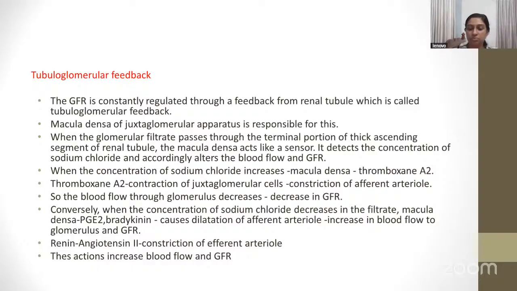Okay. So this is very important. The structure responsible is the macula densa of the juxtaglomerular apparatus. What are the chemical mediators that are produced from the macula densa? First, for the constriction of blood vessels, it is producing thromboxane A2. Prostaglandin E2 and bradykinin are produced for the dilatation of the afferent arteriole. And renin is produced for the constriction of the efferent arteriole. So GFR is mediated by tubuloglomerular feedback.